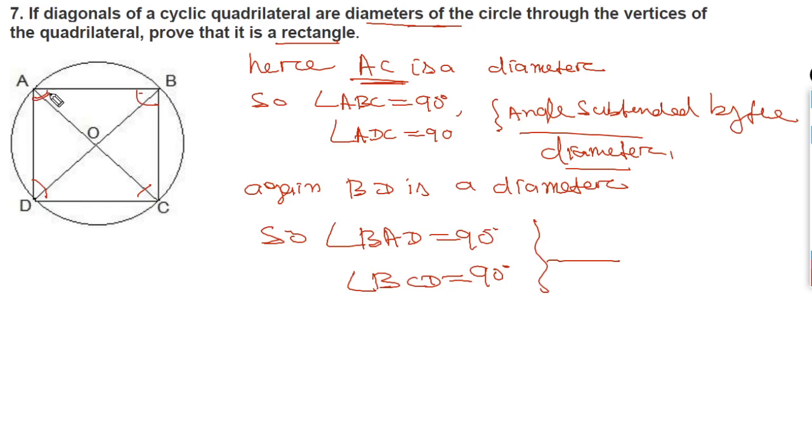Now you see, in the quadrilateral all the angles are 90 degrees. That means angle A is 90 degrees, angle B is 90 degrees, angle C, angle D, all the angles are 90 degrees. Hence ABCD is a rectangle. Okay, hence proved.